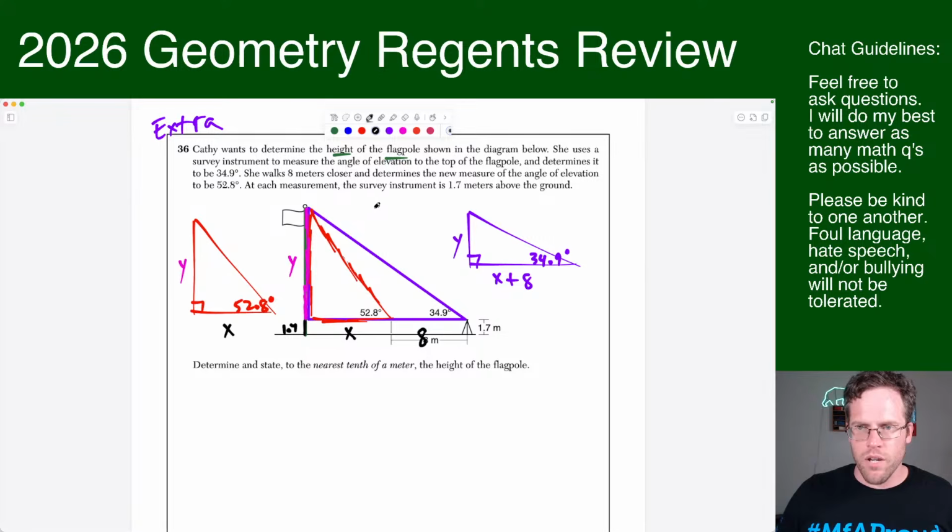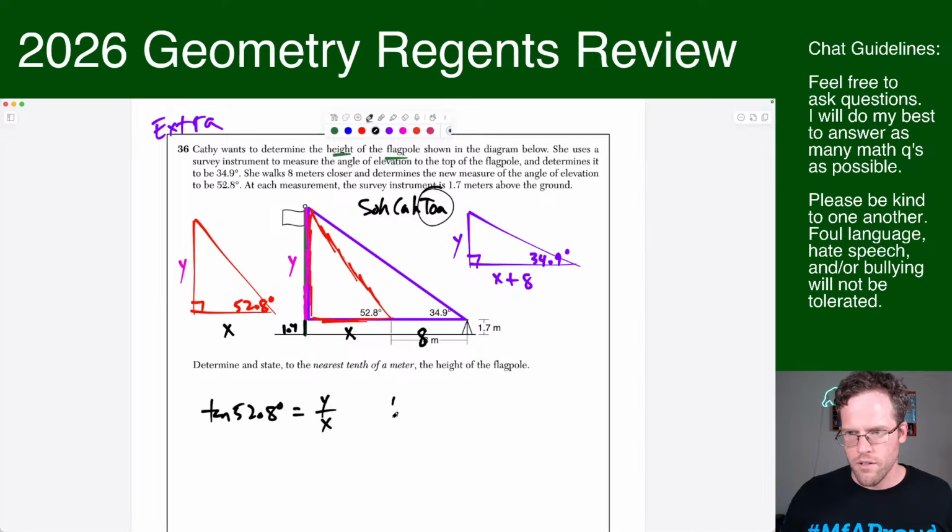So which function would I use? SOHCAHTOA. Well, for both of them, I would use tangent because this is opposite adjacent. Opposite adjacent. So tangent of the 52.8 degree is y over x. And tangent of the 34.9, opposite over adjacent, is this. Okay, now there's a few ways you could go forward with this. We really need to solve for y.